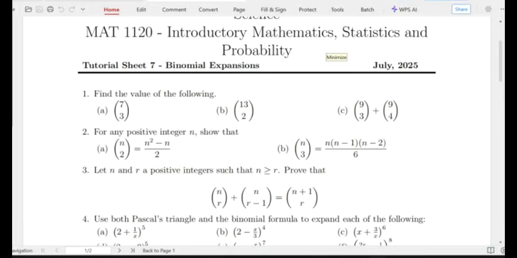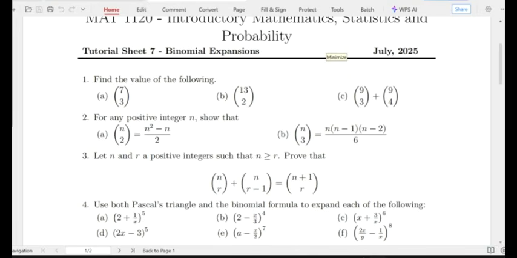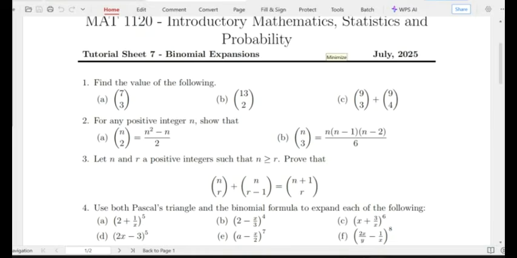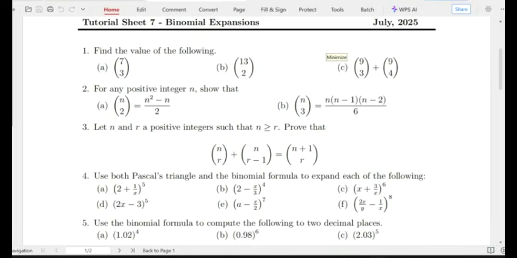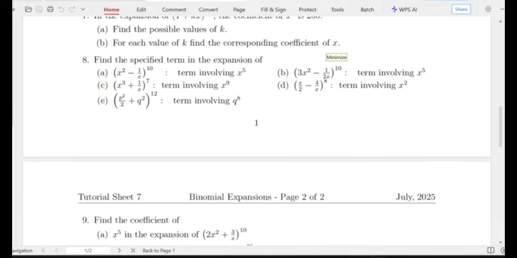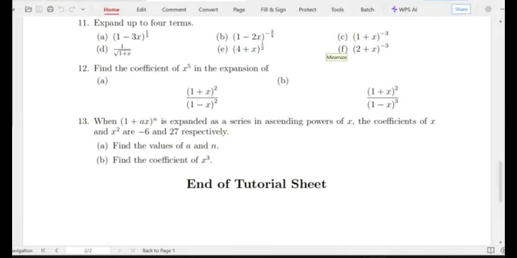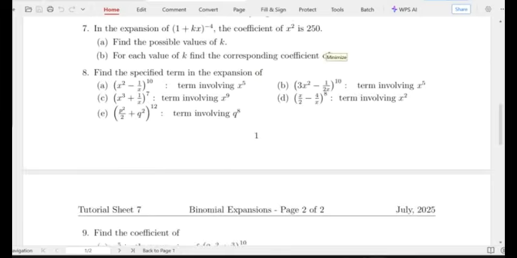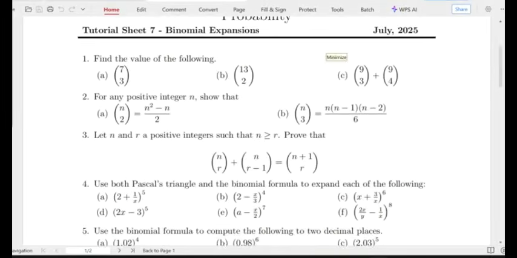In today's discussion, we are going to talk about binomial expansion. I have different questions under the same topic, and we're going to explore different types of questions under binomial expansion. As you can see, I have this tutorial sheet that we are going to solve. We have a lot of questions, from question 1 all the way to the last question, question 13. We are going to solve these questions one by one.